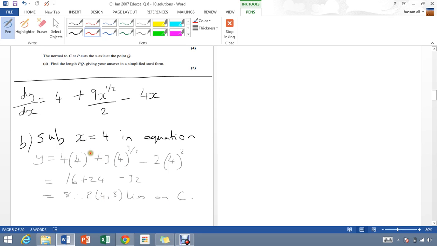Right. So in other words, I'll go through that again quickly. Substitute x equals 4 into your equation. If you get 8, you've just proven that it lies on C.